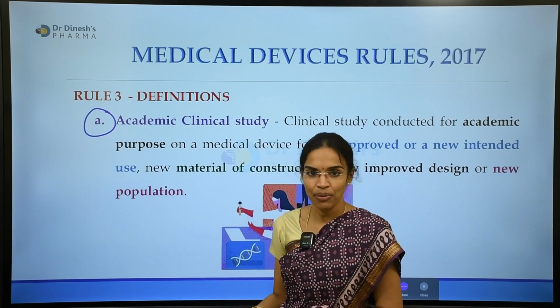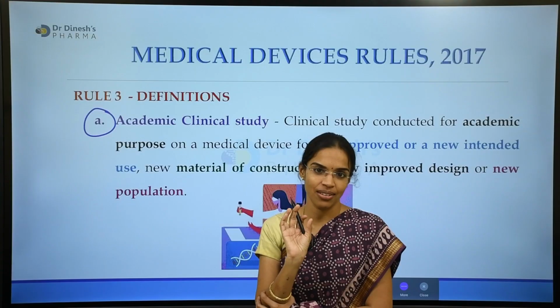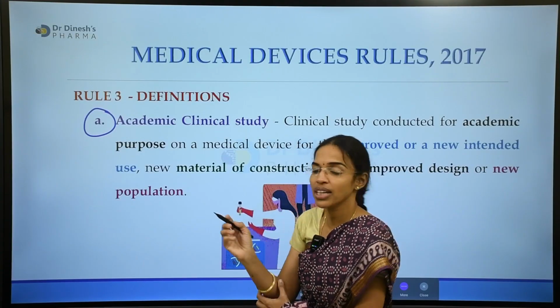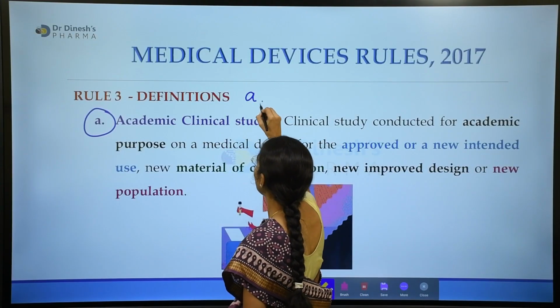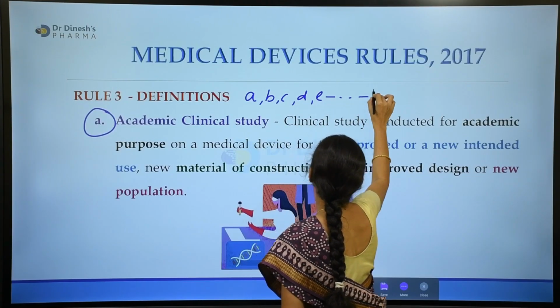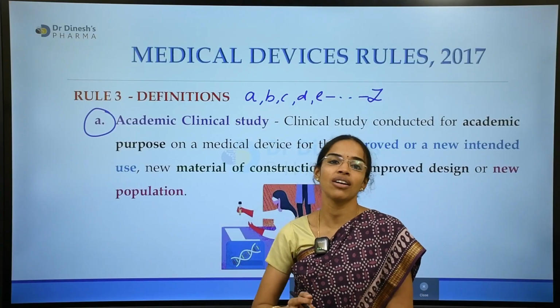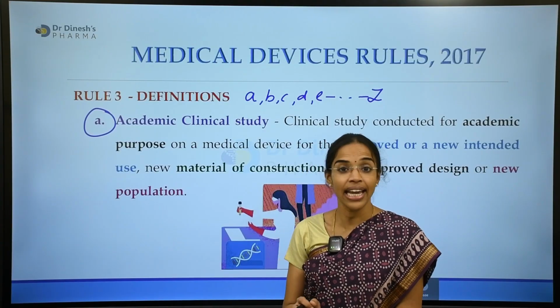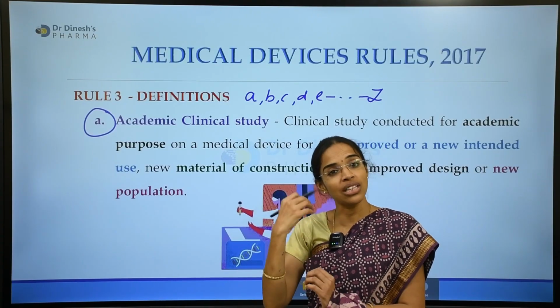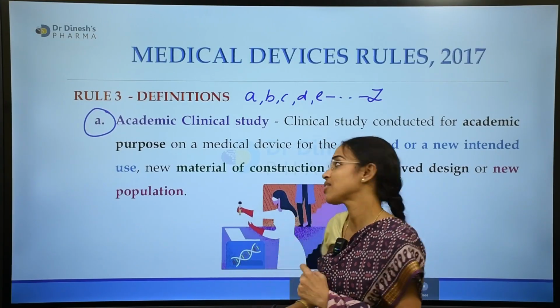3A, 3B, 3C, 3D. The clause is also important. The clauses of the rule are A, B, C, D, E, and so on till Z. We have A to Z, so many clauses, 26 to 27 clauses, and also subclauses. In these A to Z clauses, we also have subclauses.